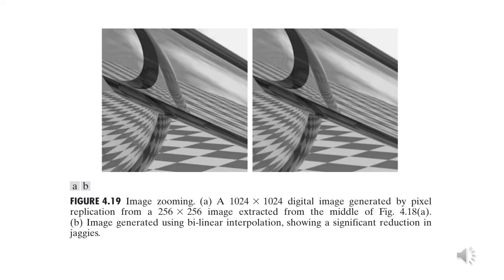Let us see the illustration of the following images. Figure 4.19(a) shows a 1024 by 1024 zoomed image generated by pixel replication from a 256 by 256 section out of the center of the image in the previous figure 4.18. Here, let us note the blocky edges. The zoomed image in figure 4.19(b) was generated from the same 256 by 256 section of the previous image, but using bilinear interpolation. The edges in this result are considerably smoother. For example, the edges of the bottleneck and the large checkerboard squares are not nearly as blocky in B as they are in A.